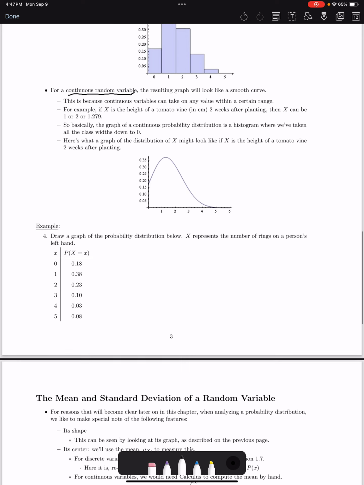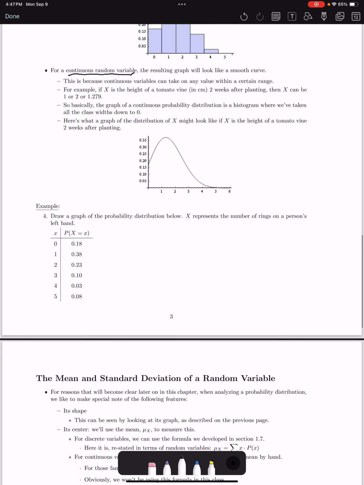For now, let's just remind ourselves how to draw a histogram, right? It says, number 4 here, draw a graph of the probability distribution below. X represents the number of rings on a person's left hand. Okay, some people don't have any rings on their left hand. Some people are married and they have one ring on their left hand or whatever. So here's what it would look like. Let me try to do better.